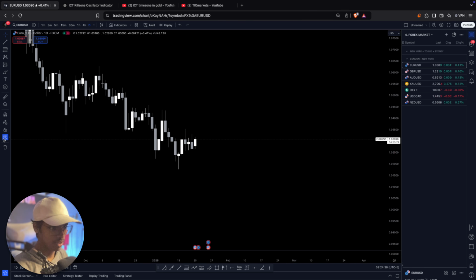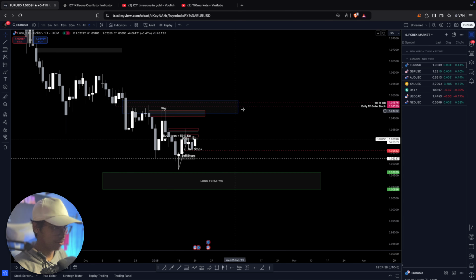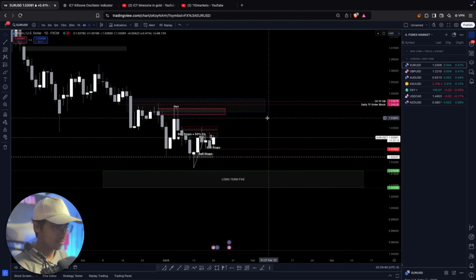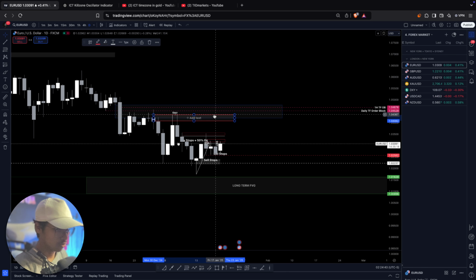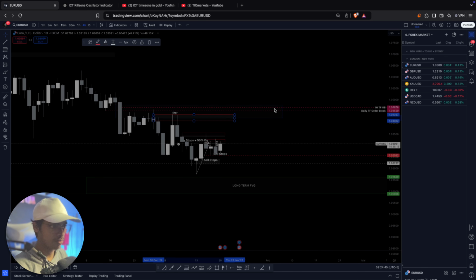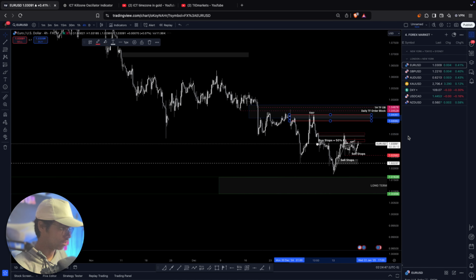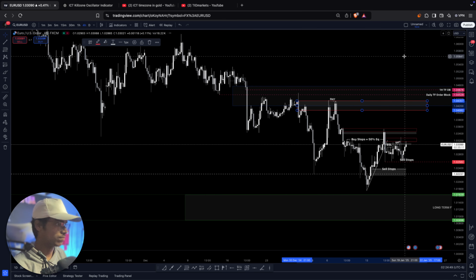But anyway, you guys can see there's a fair value gap. These two are the order blocks which I have marked. This particular thing is also an order block. If you go on a smaller time frame, for example 4 hour, this is how the market will look on a 4 hour time frame.